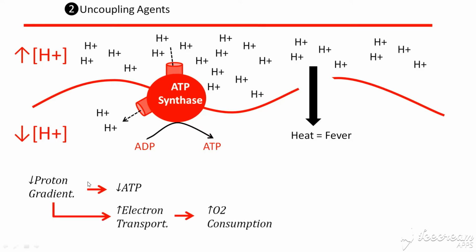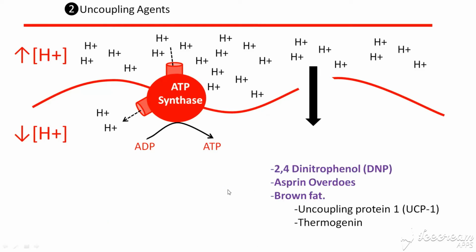So the decrease in the proton gradient is also going to cause an increase in electron transport. And the reason for that is that the electron transport chain is going to try to compensate for this leak by increasing how many proton ions it's pumping into the intermembrane space. And of course, an increase in activity of the electron transport is going to increase O2 consumption.